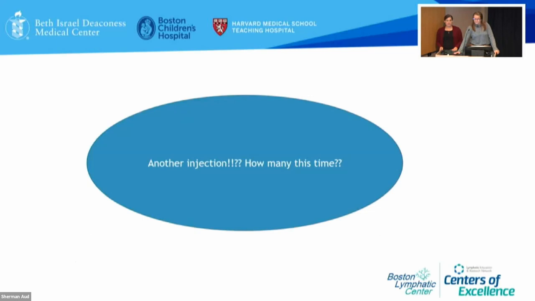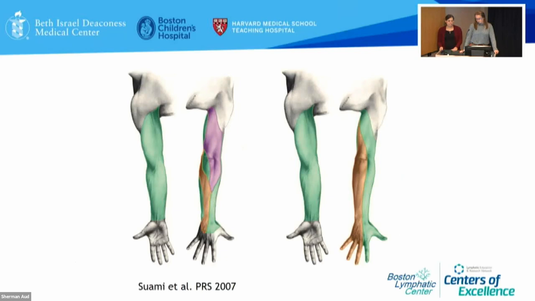Another injection. So many patients ask us this second question. Why so many injections? They've already had injections with the lymphoscintigraphy, and now they're having injections with the ICG lymphography. Here, this is a picture depicting a colleague and a friend of ours, Dr. Hiro Sawami from Australia, who did anatomic work understanding how the hand and the arm drain in the upper extremity. With this work, we are able to identify where we should inject in the upper extremity to make sure that we capture and identify all of the lymphatic channels that we can.